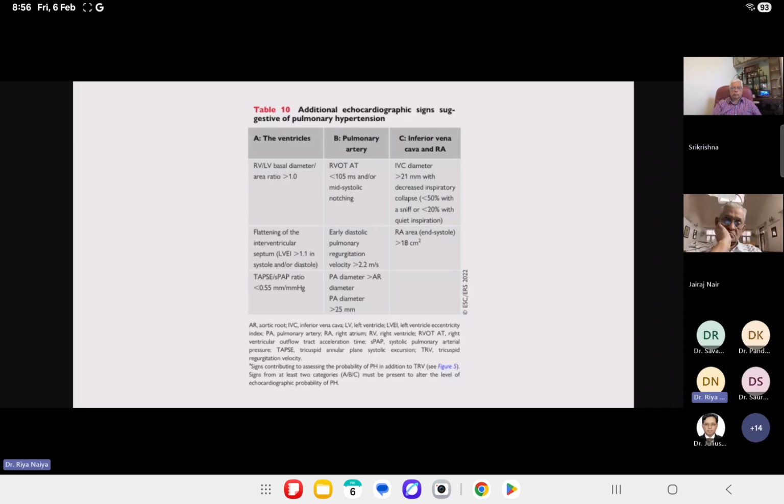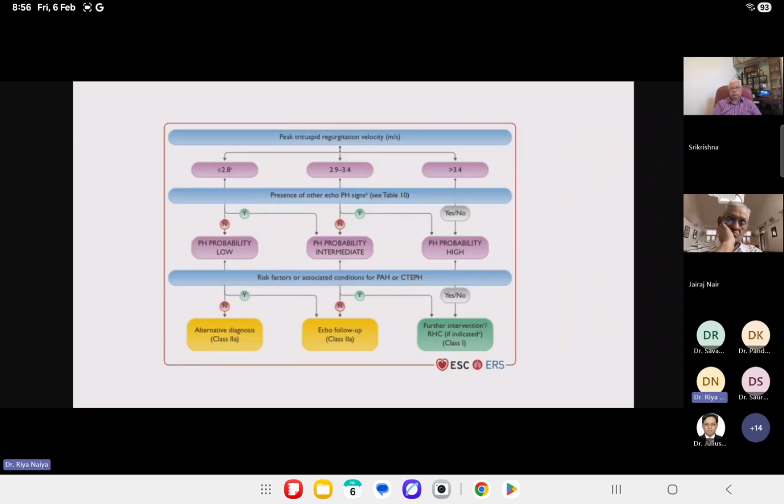So coming back to this flowchart, if either of these are present, it helps in increasing the weight of diagnosis. If the patient has a TRV of less than 2.8, but these signs are present, then it is considered a PH probability intermediate. If the TRV is between 2.9 to 3.4 and these signs are present, then the probability is considered high. If the velocity is more than 3.4 and these signs are present, then it is a high probability for pulmonary hypertension. In those cases, it is required to proceed with the right heart catheterization, and in other cases, it is required to continue with echo follow-up or consider other diagnoses.